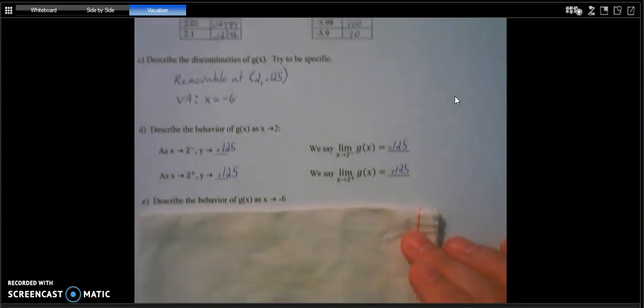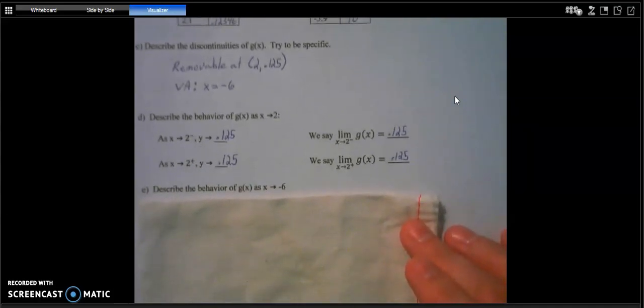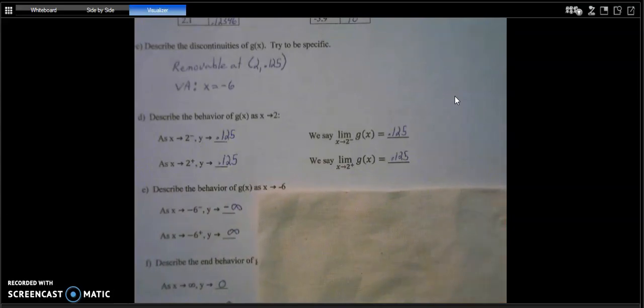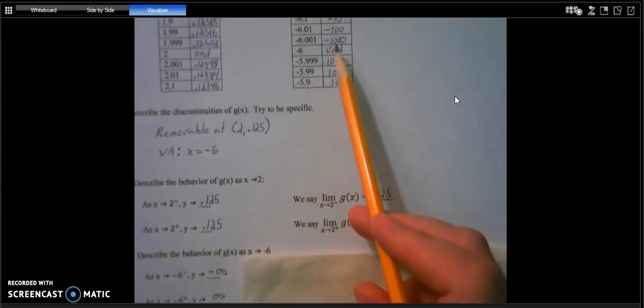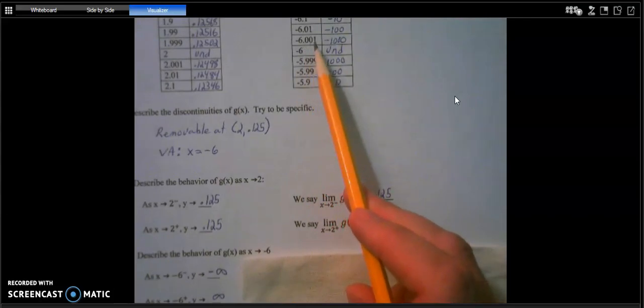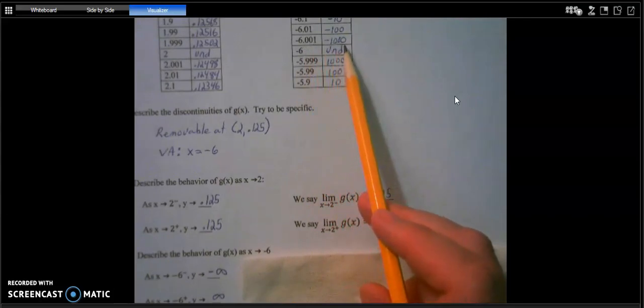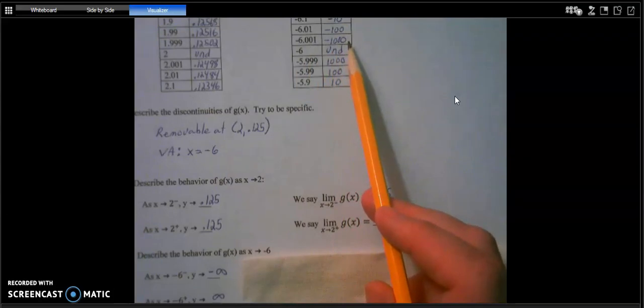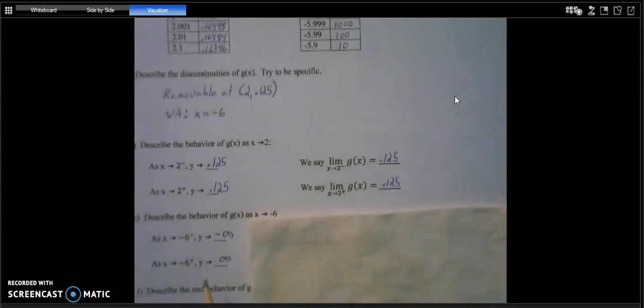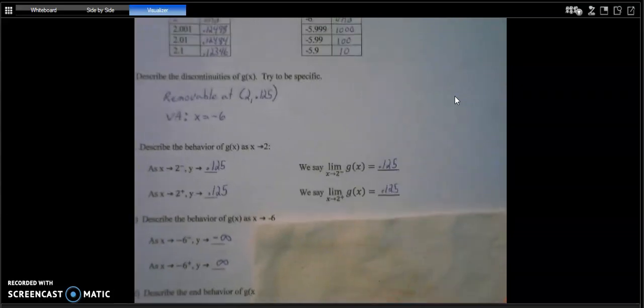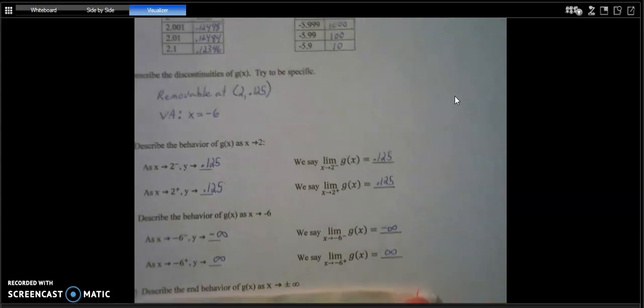And then as far as the behavior, as x approaches -6, well, from the left side of -6, y approached -infinity. So from the left side, that gave us the -1,000. If you put another 0 and then the 1, you would have -10,000. So notice how that's getting smaller and smaller and smaller, or more negative, as you approach -6 from the left. And then from the right side, the y value is approaching infinity, so it's getting higher and higher. So using the limit notation, that's how you write that.